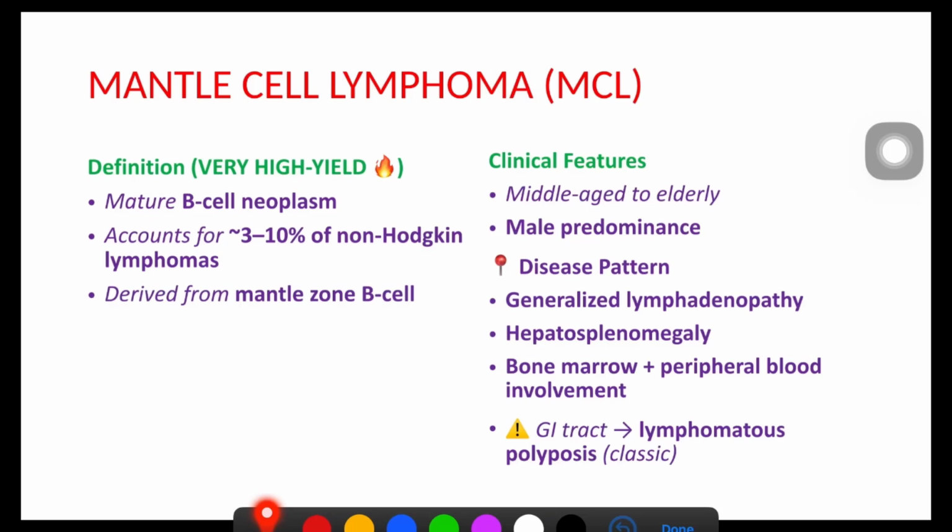By definition, it is a mature B cell neoplasm, accounts for 3 to 10% of non-Hodgkin's lymphoma, and is derived from mantle zone B cells. Clinically, it occurs in middle aged to elderly patients with male predominance, and generalized lymphadenopathy, hepatosplenomegaly, and bone marrow as well as peripheral blood involvement may be there. Classically, if the gastrointestinal tract is involved, there is lymphomatous polyposis.